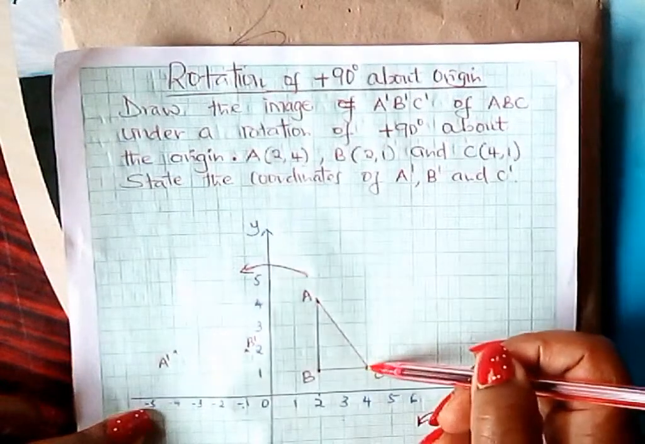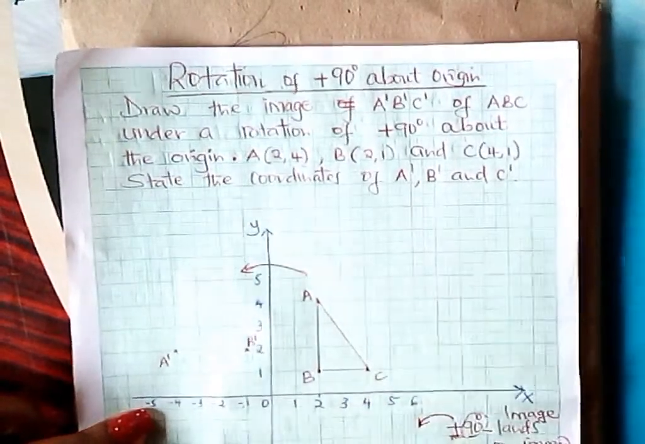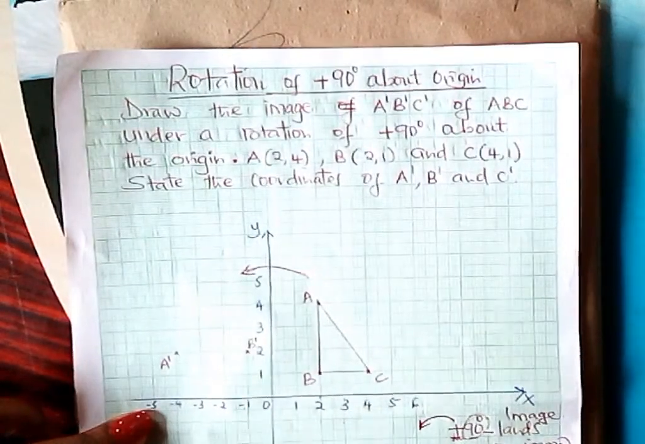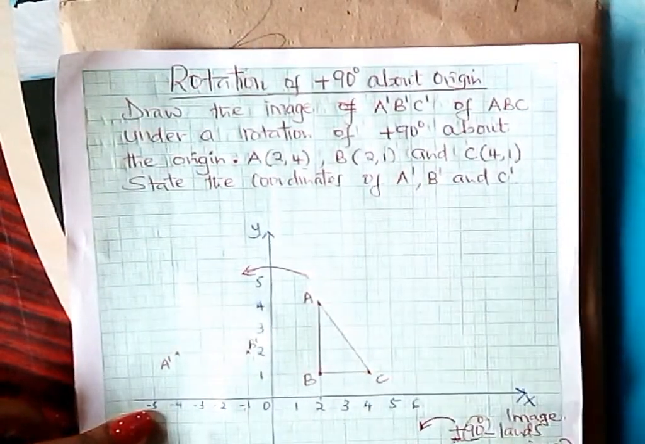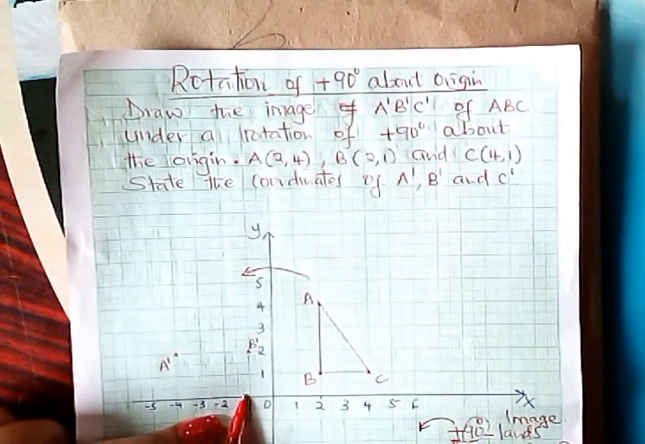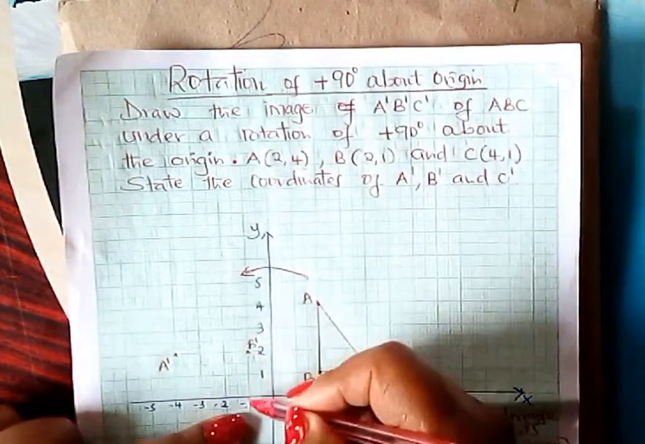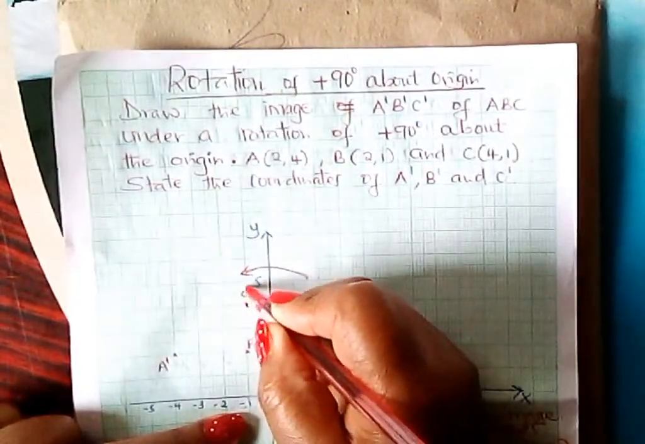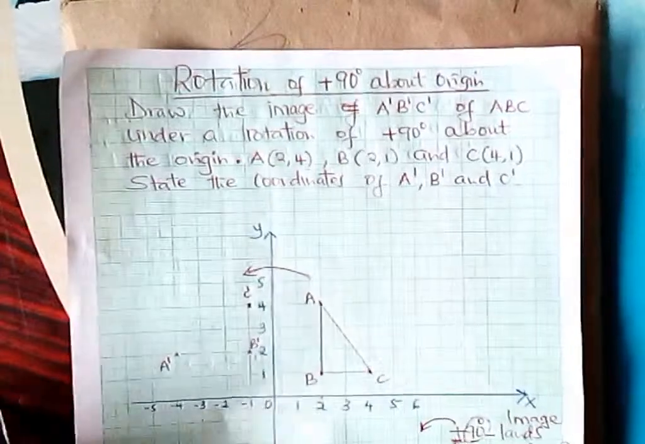Then we go to C, 4, 1. And therefore, the image will land on negative 1, 4. You interchange and then you negate the 1 because the x-axis is negative here. So 4, 1 becomes negative 1, 4. I hope you have understood.